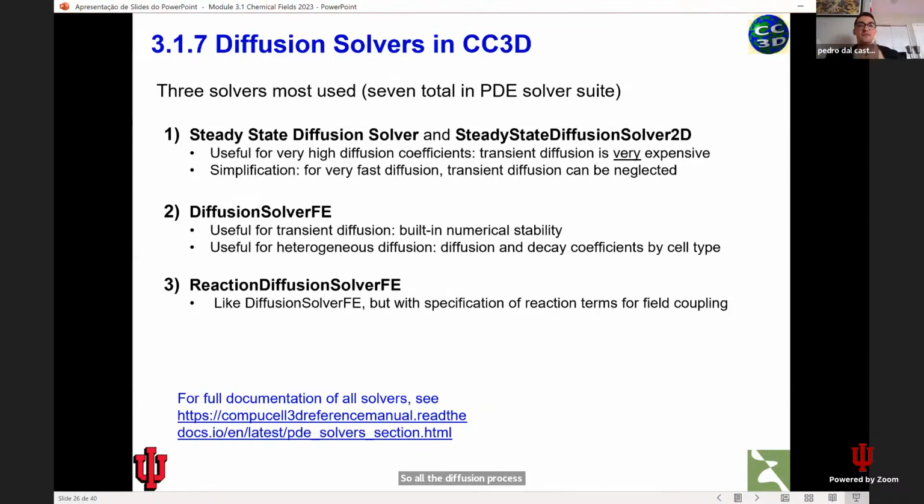There is the steady state diffusion solver, which leads straight to the final configuration of the field, the steady state. And there is also the reaction diffusion solver FE, which allows you to model interactions between different fields in the same simulation. So let's say you have two enzymes inside the cell, and they diffuse inside the cell, but when they overlap, they kill each other. They break up or they generate another type of enzyme. In this case, you would rather use the reaction diffusion solver.